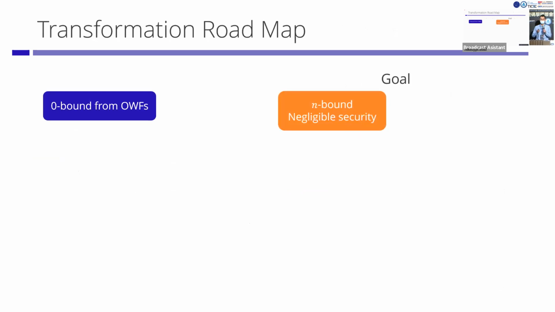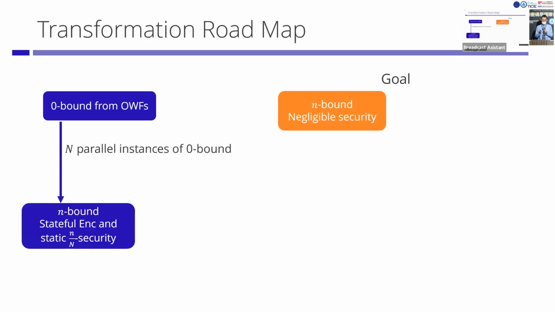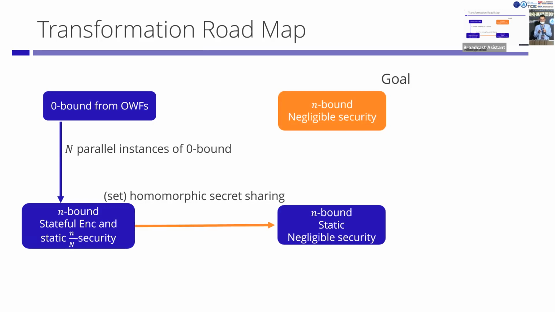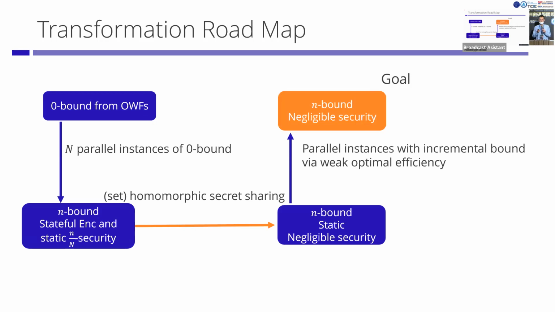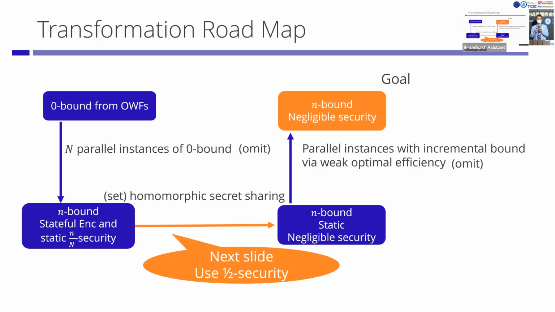So we transform a zero availability bound scheme into an n availability bound scheme with negligible security via a few transformations. First, we obtain an n availability bound scheme with stateful encryption and static small n over capital N security by using simple parallel repetition. Second, we obtain an n availability bound scheme with static negligible security by using set homomorphic secret sharing. And finally, we obtain our goal, an n availability bound scheme with negligible security, by using parallel repetition with some efficiency property. In this work, we focus on the second transformation because it is the most interesting part. So we omit the other two transformations in this talk. Please see the paper for the details.